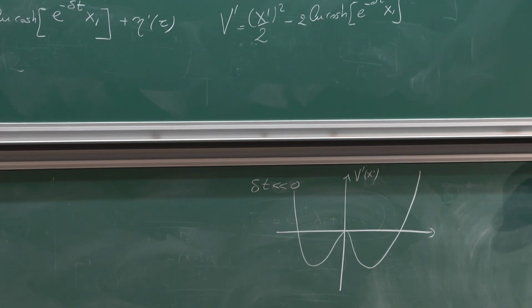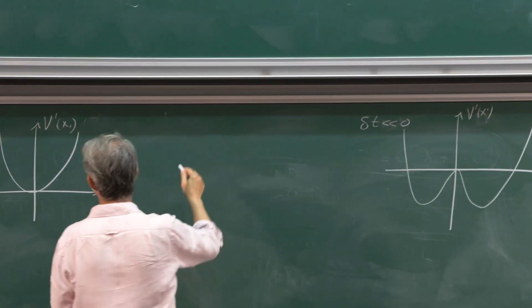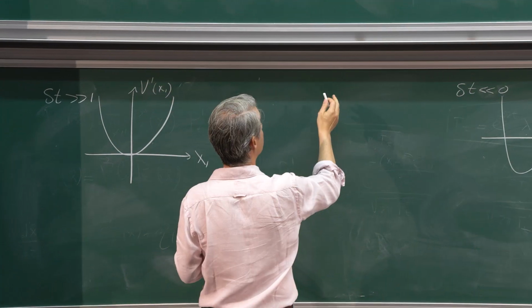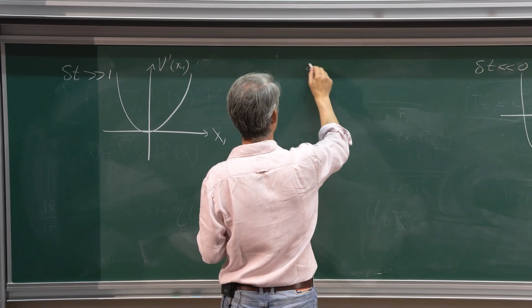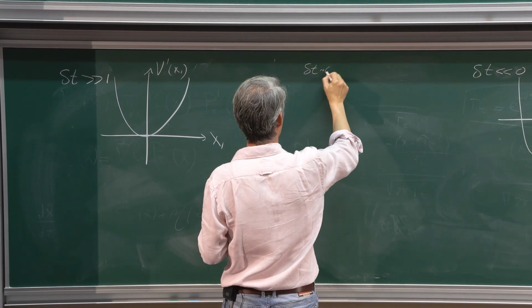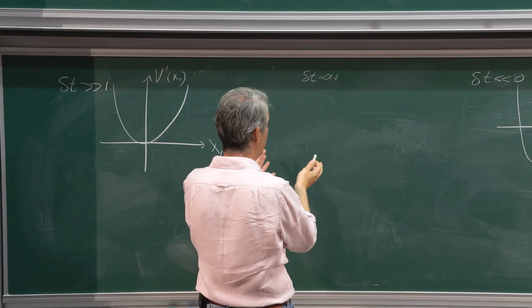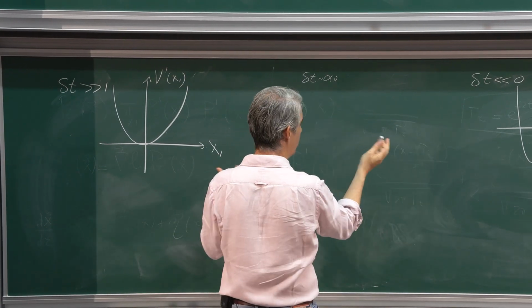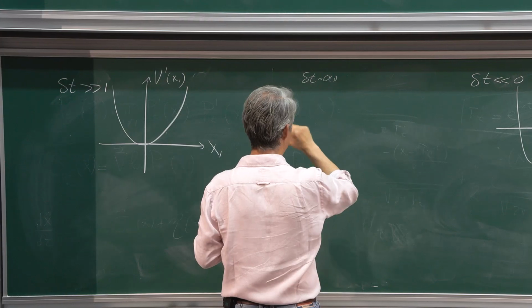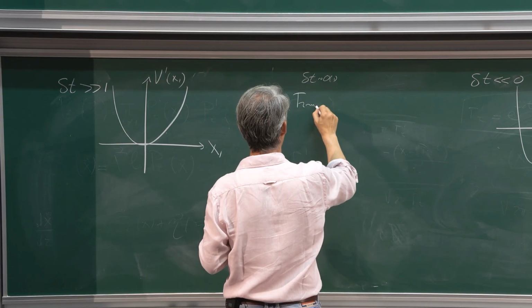So between these two regimes, at a certain value of delta t, of order 1, I don't remember exactly what the value is, you get symmetry breaking. You have the transition from one well to two wells.